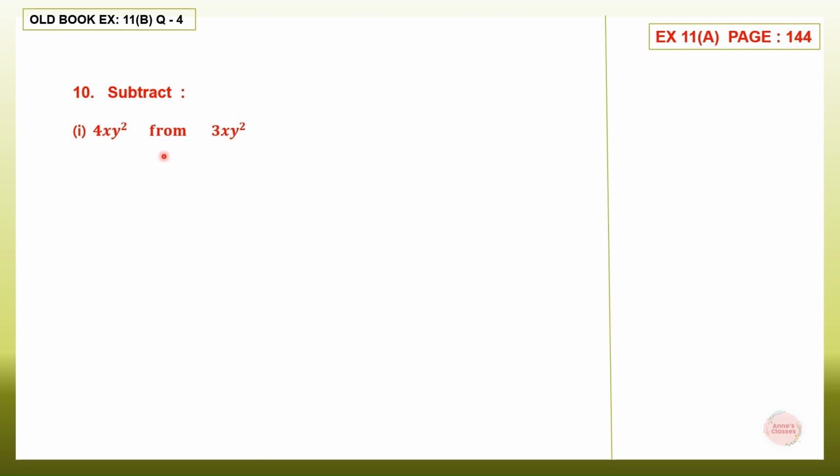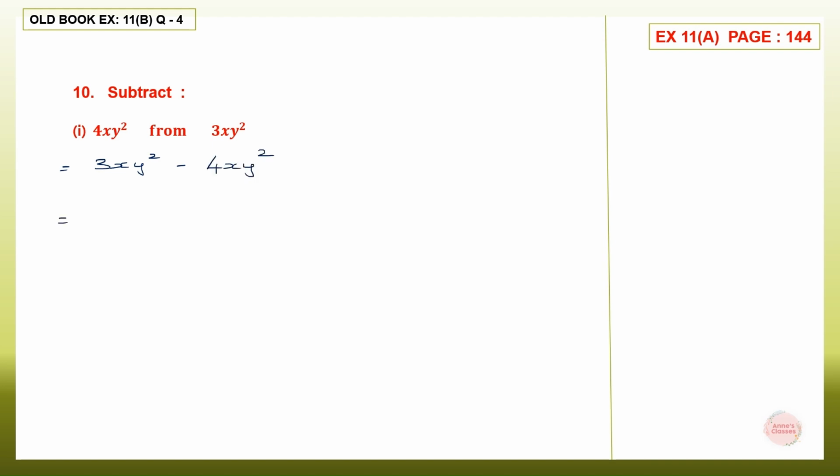Now first of all, you must remember we can only add or subtract like terms. So these are two like terms. And when we are going to subtract some term from another term, this term has to come first. Okay, so how do we do that? So we write that first. So here we can write 3xy square first and subtract the other one from here. So that is 4xy square.